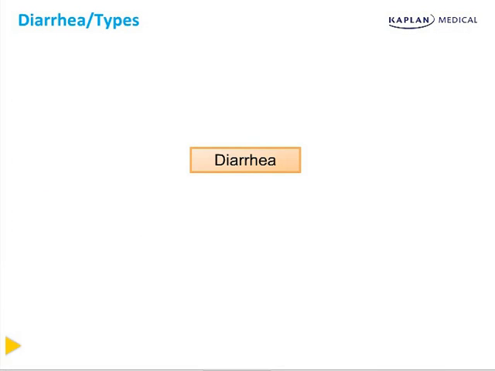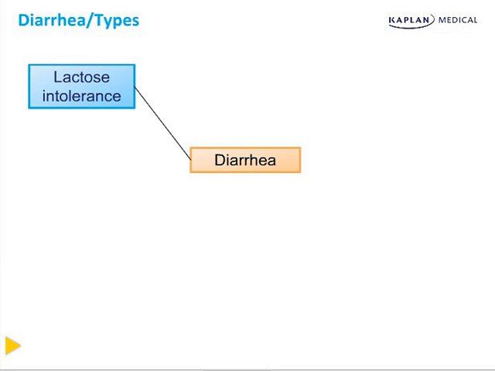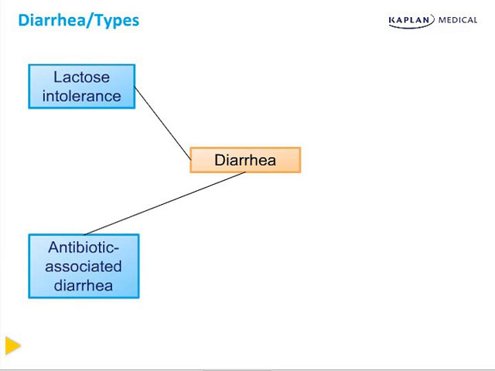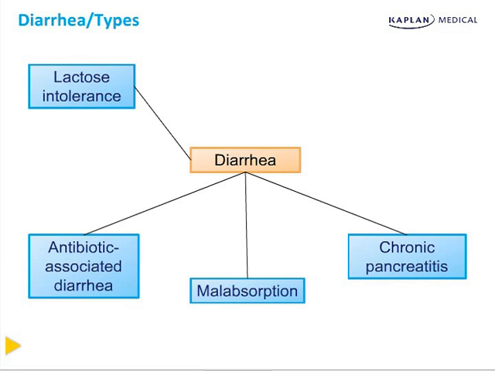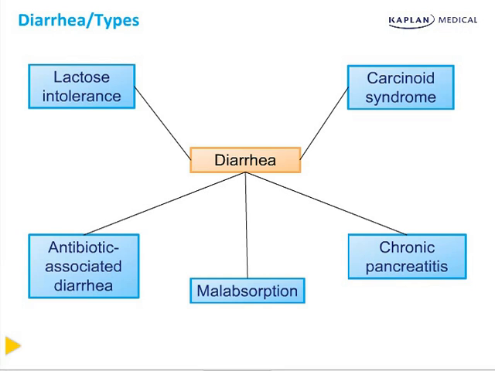There are 5 kinds of diarrhea you need to know for the Step 2. The first is lactose intolerance. The second is antibiotic-associated diarrhea. The third are those patients who chronically malabsorb. The fourth are those patients who have chronic pancreatitis. And the last one you need to know are those patients who suffer from carcinoid syndrome.